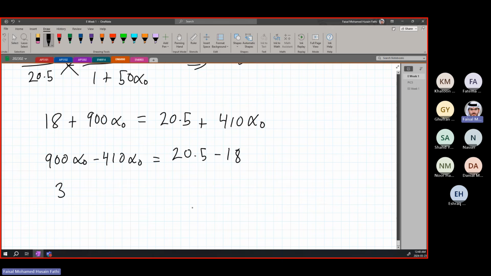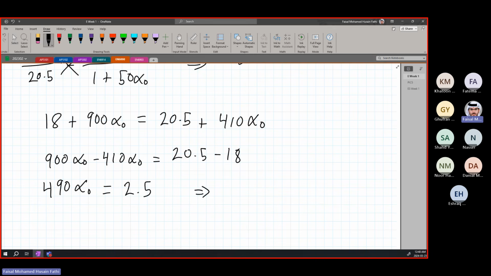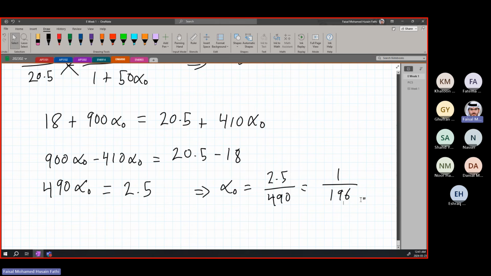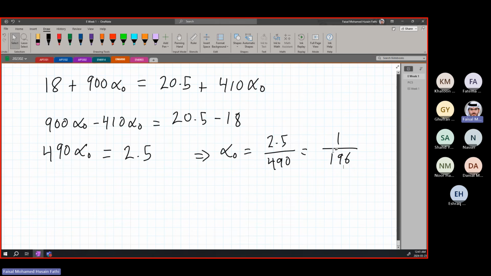This is going to be 490 alpha 0 is equal to 20.5 minus 18, it's 2.5. Now we can find out that alpha 0 is equal to 2.5 divided by 490, which is equal to 1 over 196, which is 5 point something. I'm just going to keep it in this form because it's easier to write down. So it's 1 over 196. This is our alpha 0.